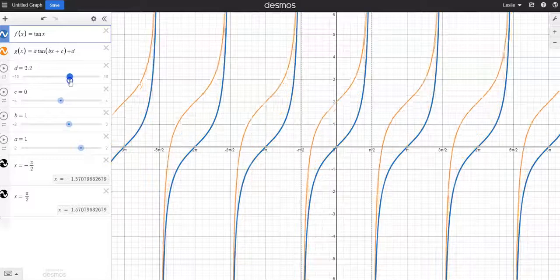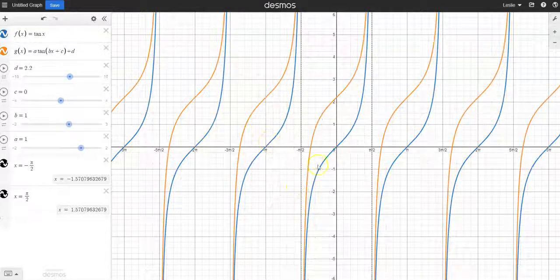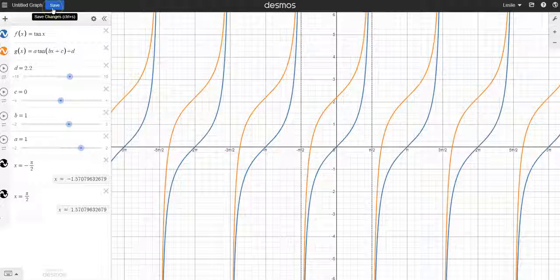Move it up, and you'll see that it's the same shape of graph. It kind of doesn't look like it, does it? But it's really just moved up to here. So in short, we can do the same things for tangent as we did for sine and cosine. And as we'll see in a minute, we can do the same things for cotangent as well. As it turns out, we'll be able to do the same things for secant and cosecant.